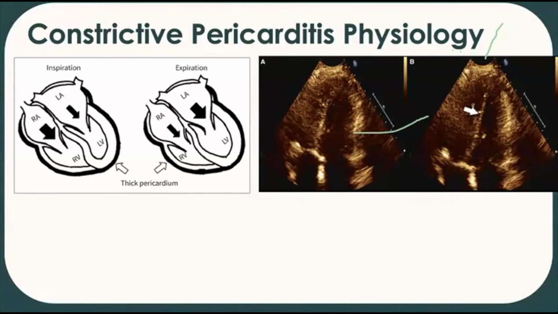Right-sided flow velocities will increase with inspiration. Left-sided flow velocities increase with expiration. And this is an echo image. It's not a GIF, it's just a still image showing respiratory variation in the septum. You can see the septum here has moved or bowed into the RV as a result of expiration, and then vice versa, bowing into the LV as a result of inspiration. And these signs, again, are consistent with ventricular interdependence.